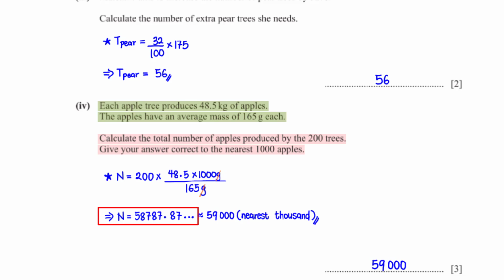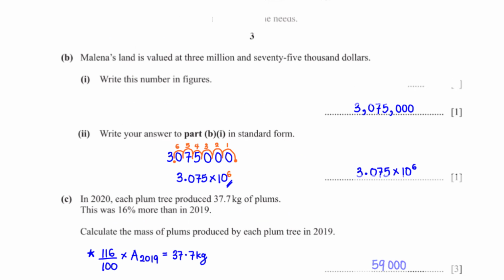We need to round this number to the nearest 1000. So we look at the number in the thousands position, which is 8. The number after 8, which is 7, is greater than 5. So we add 1 to 8, giving us 9. Then we replace the rest of the numbers after 8 with 0. And so we have 59,000 rounded to the nearest 1000.